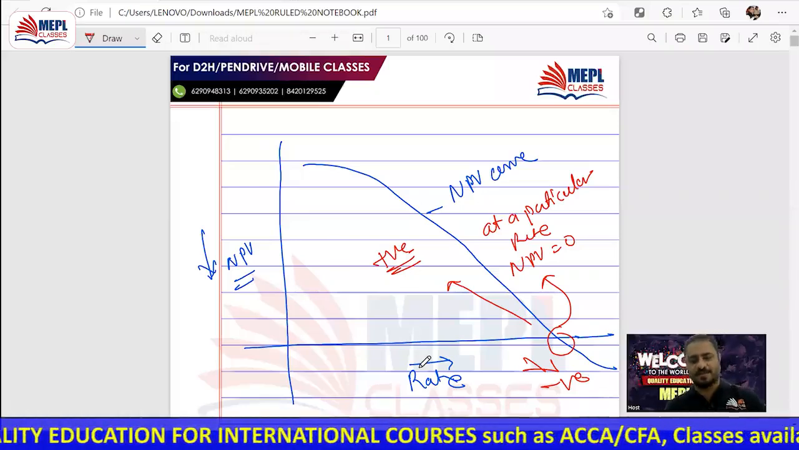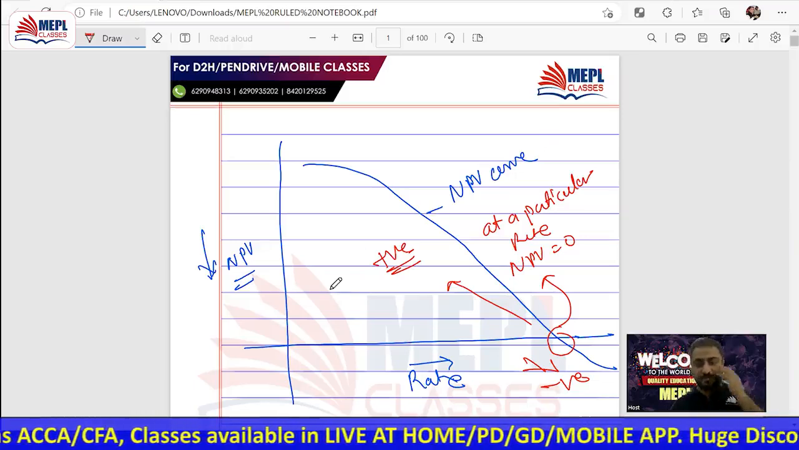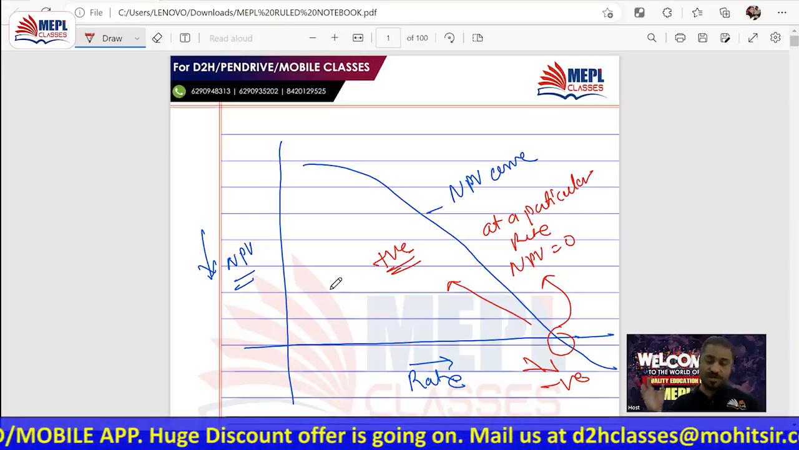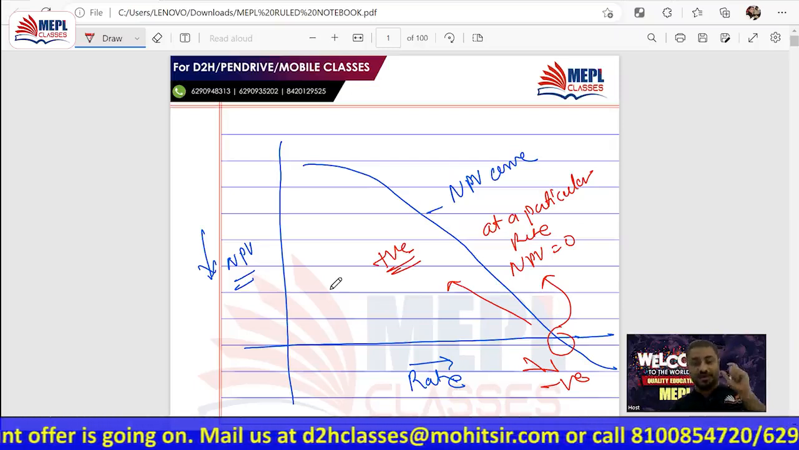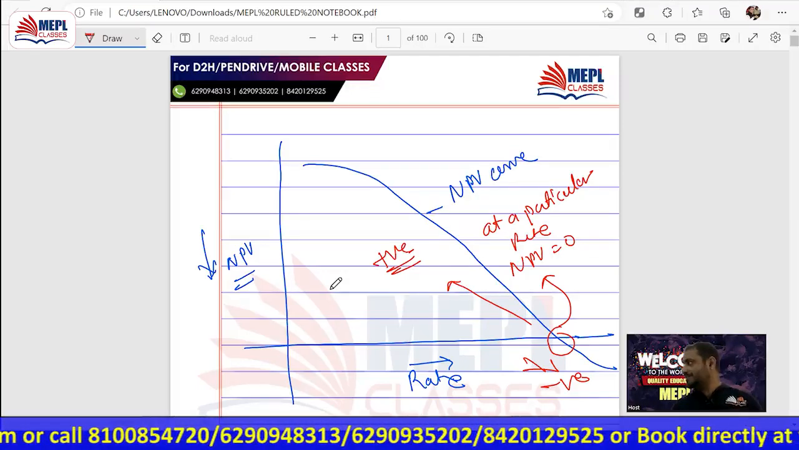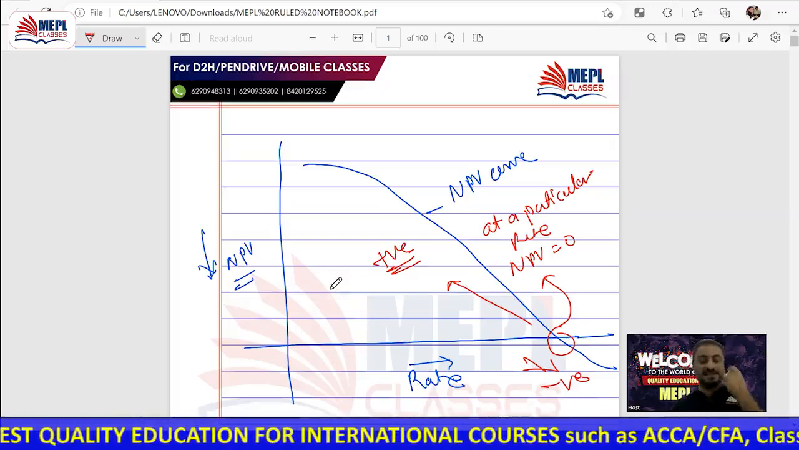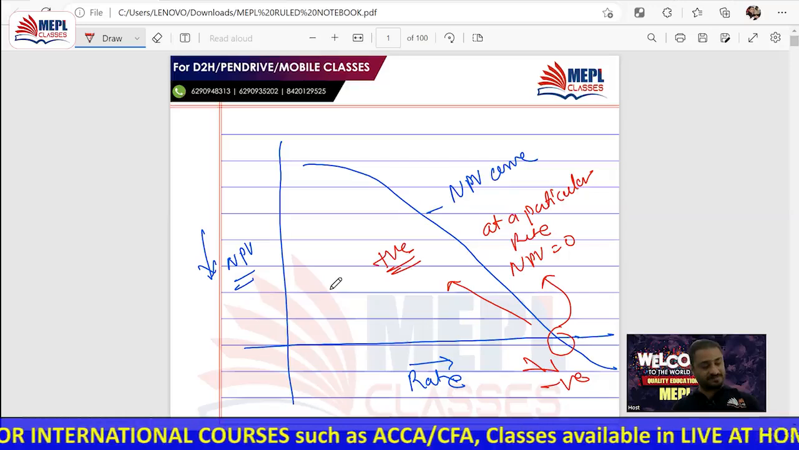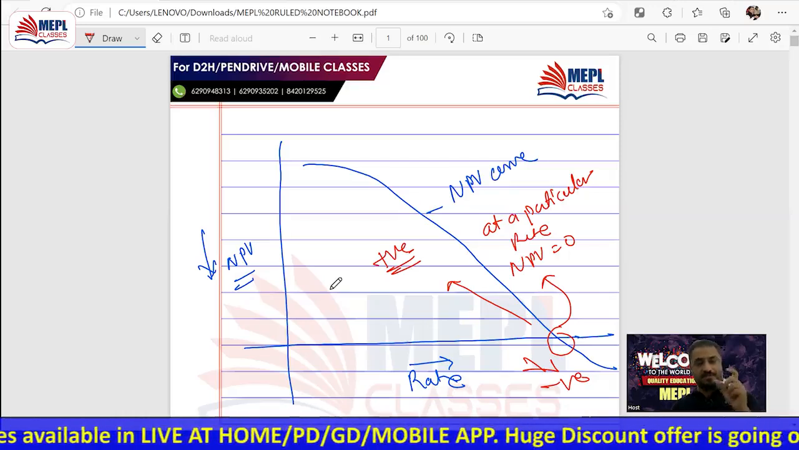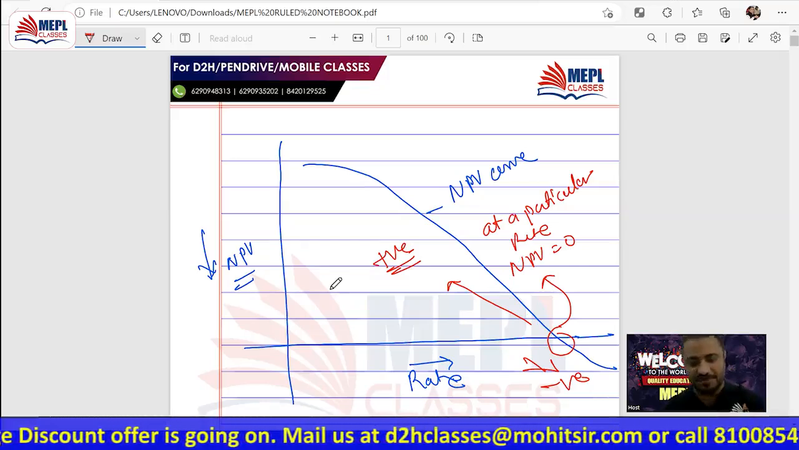Really, what is happening is that a rate will come where NPV will be exactly zero. Any rate below that, NPV will always be positive, and any rate above that, NPV will always be negative. So getting that particular rate where the NPV will exactly be zero is called the internal rate of return. It means that it is a rate between two rates: one rate where NPV is positive and one rate where NPV is negative. So I'll show you.